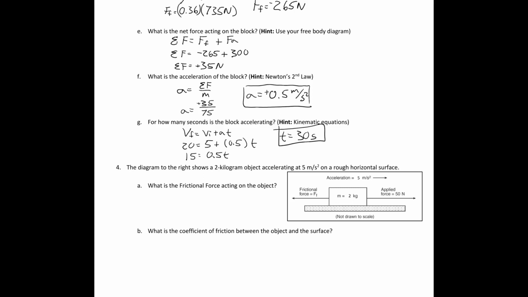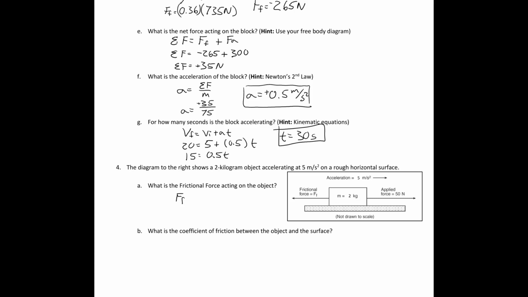It says the diagram to the right shows a 2 kilogram object accelerating at 5 meters per second squared on a rough horizontal surface. What is the frictional force acting on the object? Again, you might want to try to do this. And you're in luck. You can figure out what the normal force is. But when it comes to the coefficient of friction, they just say it's a rough surface. They don't tell you what the surface is. They don't tell you what the block is. So you can't use that formula. We're going to have to figure it out in a different way.